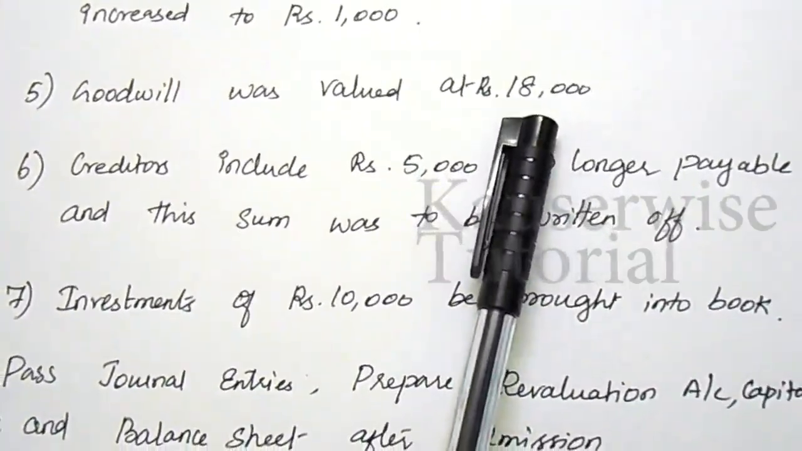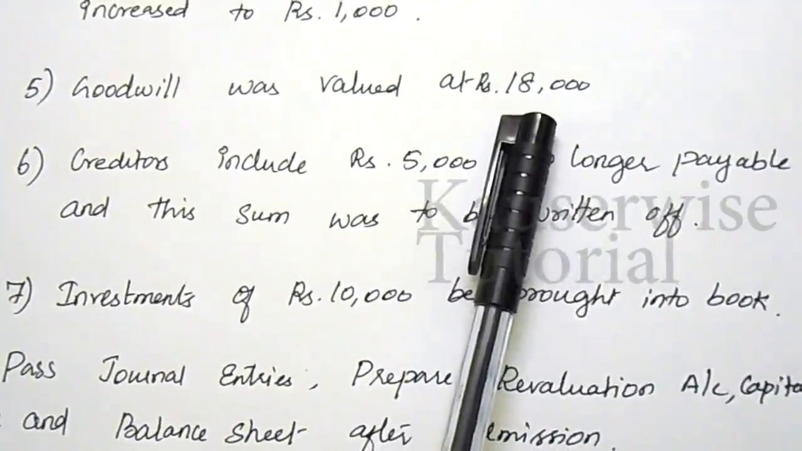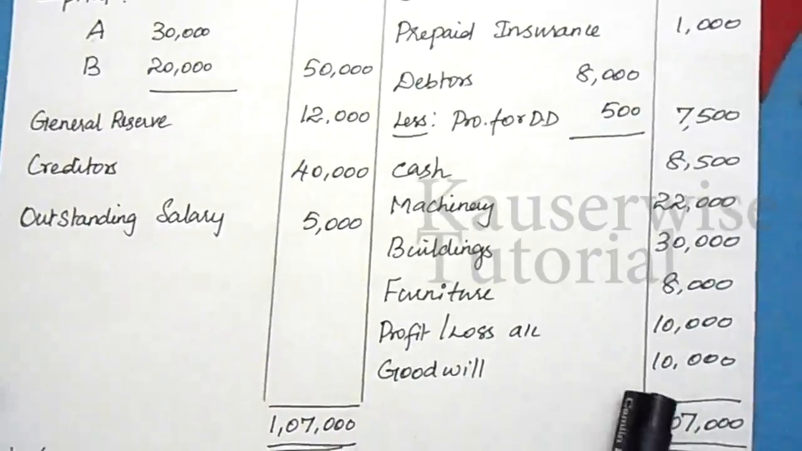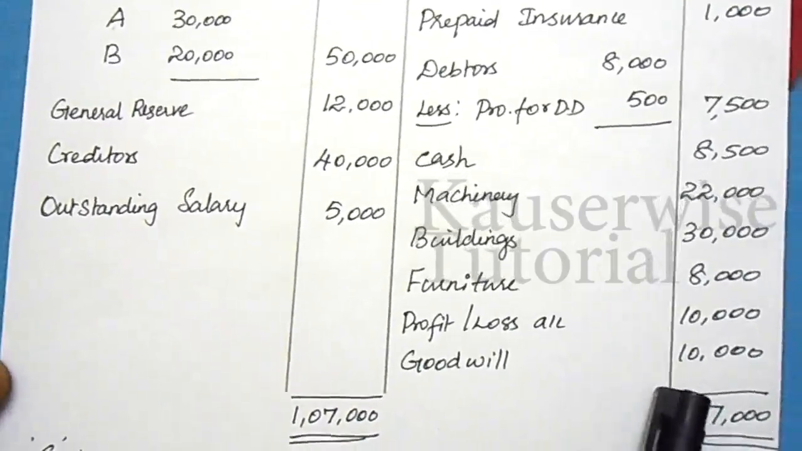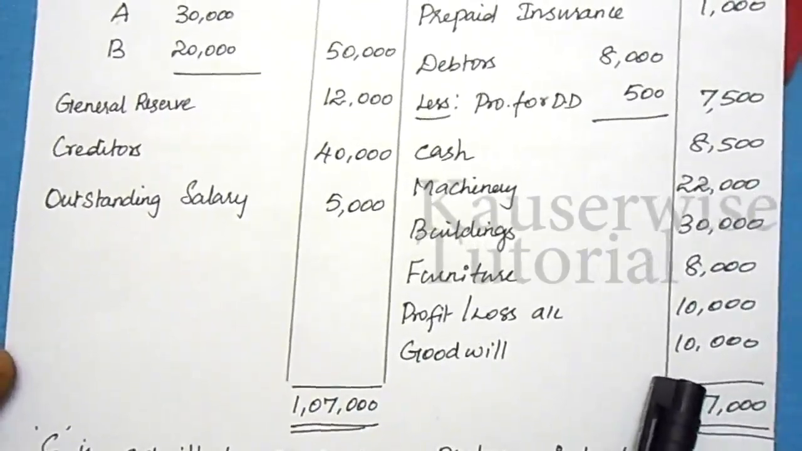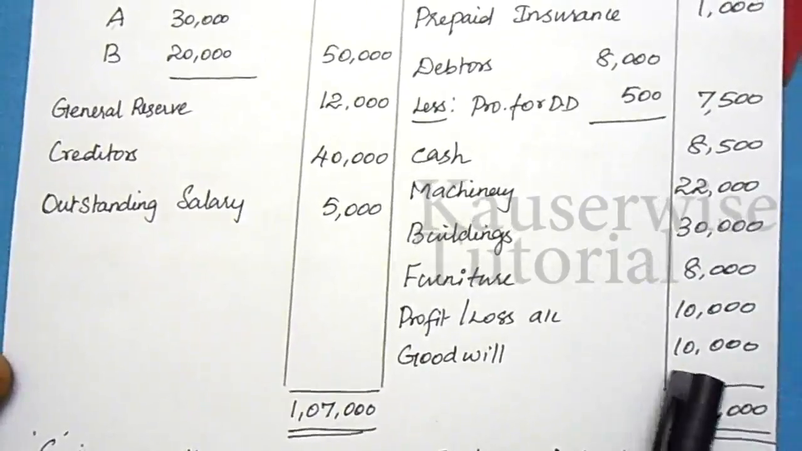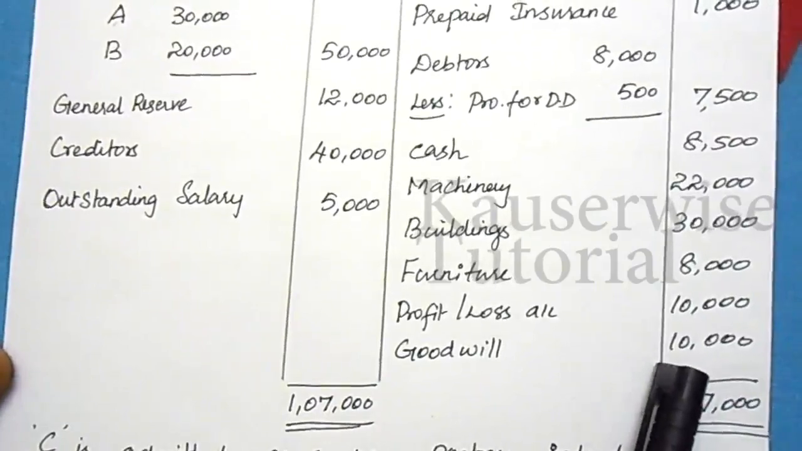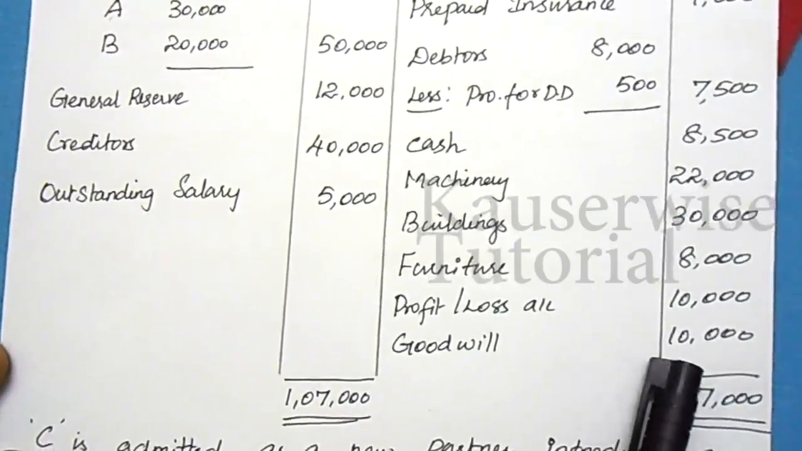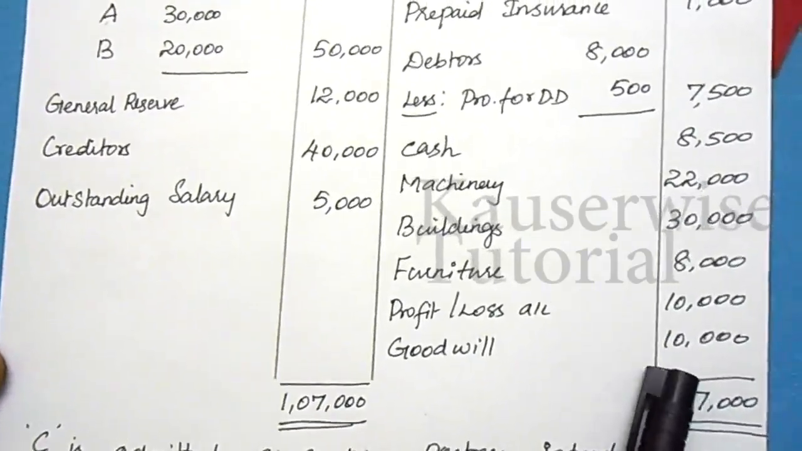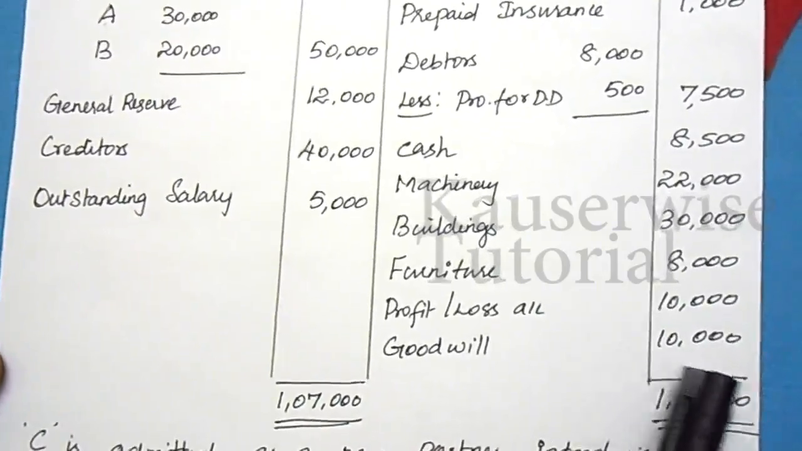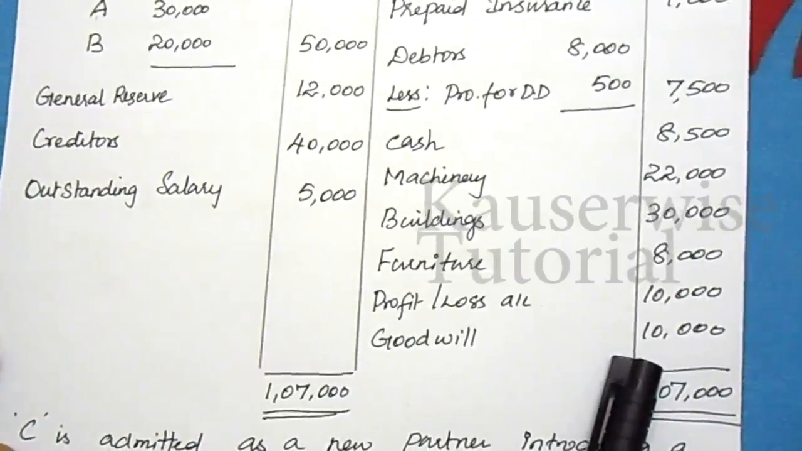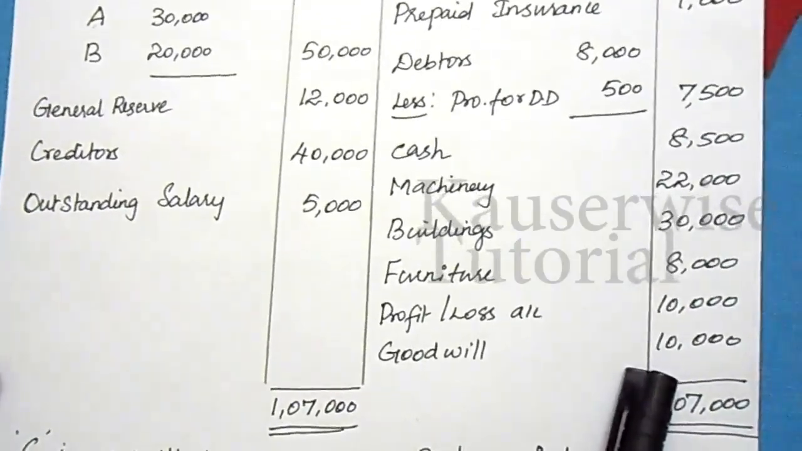Next, goodwill was valued at 18,000. Just see the balance sheet. Already goodwill appeared in the balance sheet. Look at the balance sheet asset side. Goodwill is there at 10,000. Now the revised value is 18,000. So this one is understated. The revised value is more than the book value. So the balance sheet value is less than the revised value, which means understated. So you have to find the difference. The excess amount will be transferred to old partners' capital account.